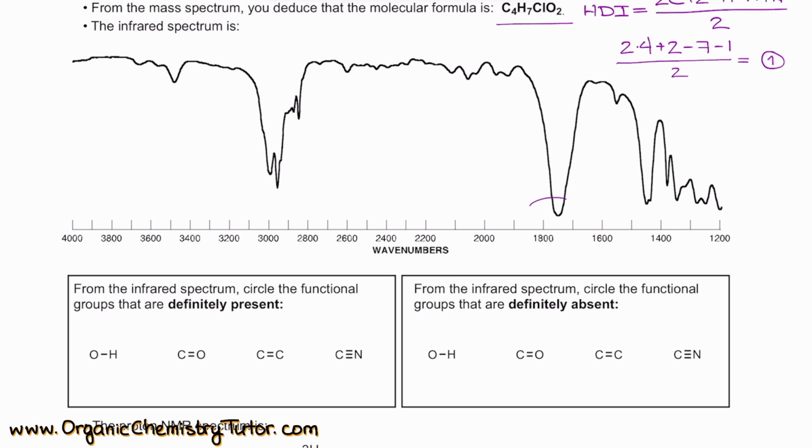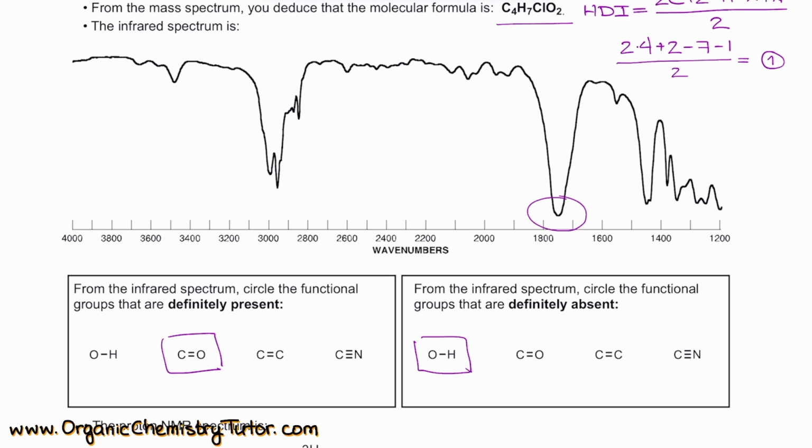Well, what I see here is this peak at around 1750-ish or so that definitely screams the presence of the carbonyl at me, and that is 1 degree of unsaturation, so we know that in addition to our carbonyl, we are not going to be seeing any other cycles or any other double bonds. So from the infrared spectrum, circle the functional groups that are definitely absent.